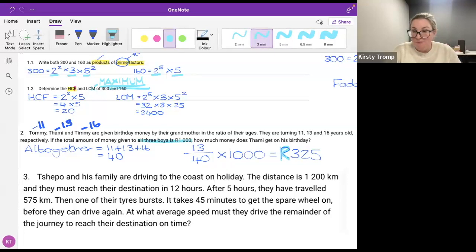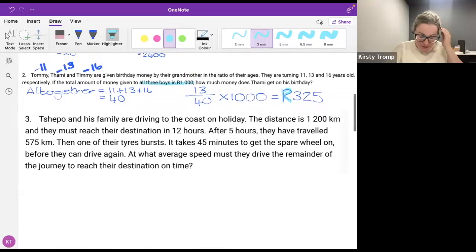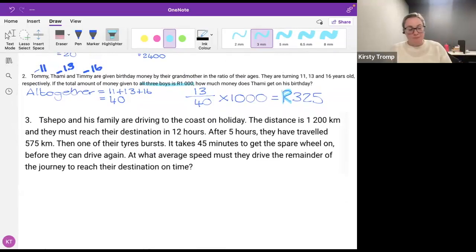Right. Think about it. Have a read through. Okay. Have a read through. Think about it. All right, while you're having a read through, I'm just going to read Gabriel's question here.